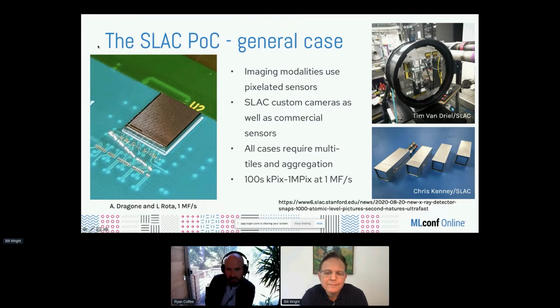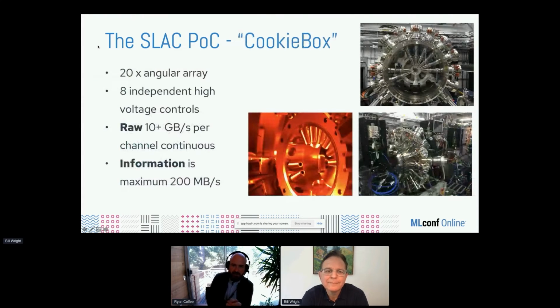So if we drop down a slide, I think we get into a slightly different detector, but it's one that's closer to my heart. This is the so-called Cookiebox. I don't really want to explain where that name comes from. Let's just say it's historical with Jens Wiefhaus, who was one of the original progenitors of this thing. Essentially, it is an angular array of particle detectors.